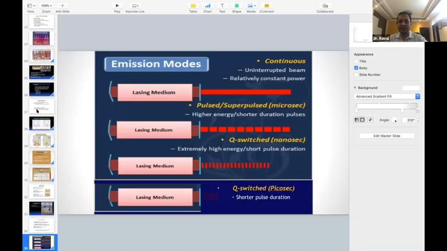Now, this is one of the last slides of this spectrum. You can have a continuous-wave laser, where the beam is fired continuously, so it produces very high power. Then you can have a pulsed laser, where higher energies are given for a shorter duration pulse. Then another system in the newer machines is a Q-switch. A Q-switch uses extremely high energies, but for a very small pulse. And then we have a Q-switch at a picosecond, where absolutely shorter pulse durations are used.